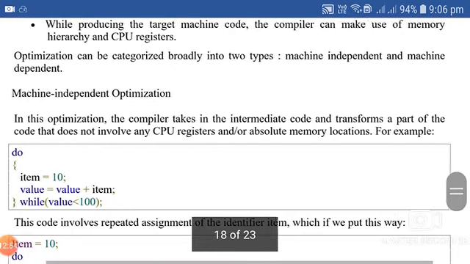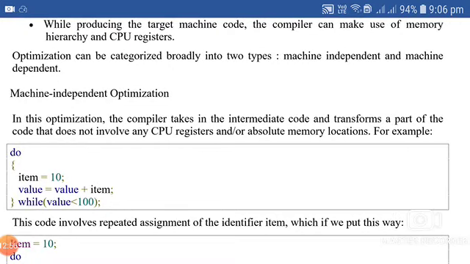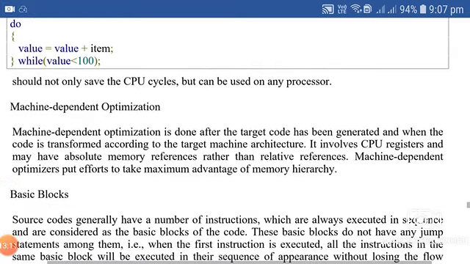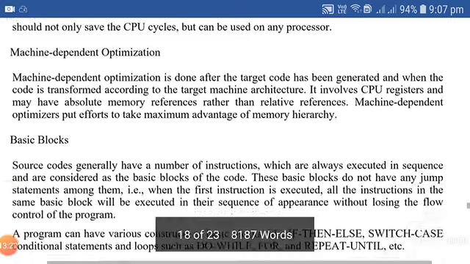As a next part, we also have machine independent optimization. In this optimization, the compiler takes in the intermediate code and transforms a part of the code that does not involve any CPU registers and absolute memory locations. And next, machine dependent optimization. Machine dependent optimization is done after the target code has been generated, when the code is transformed according to the target machine architecture.